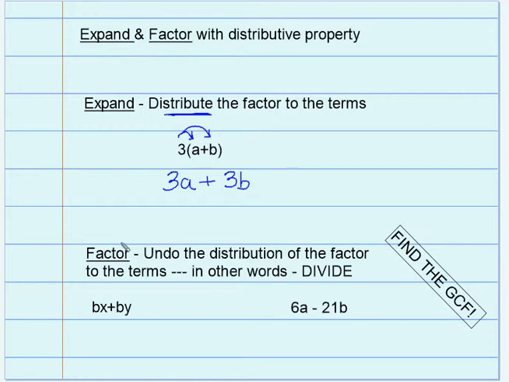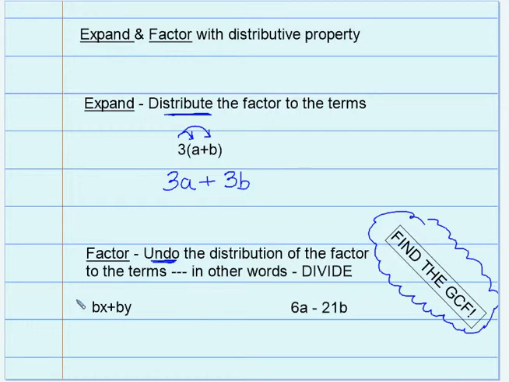When you factor, you undo the distribution of the factor to the terms. In other words, you would divide it. And when you're doing that, you want to find the GCF, the greatest common factor of both terms. That way you have it factored completely.